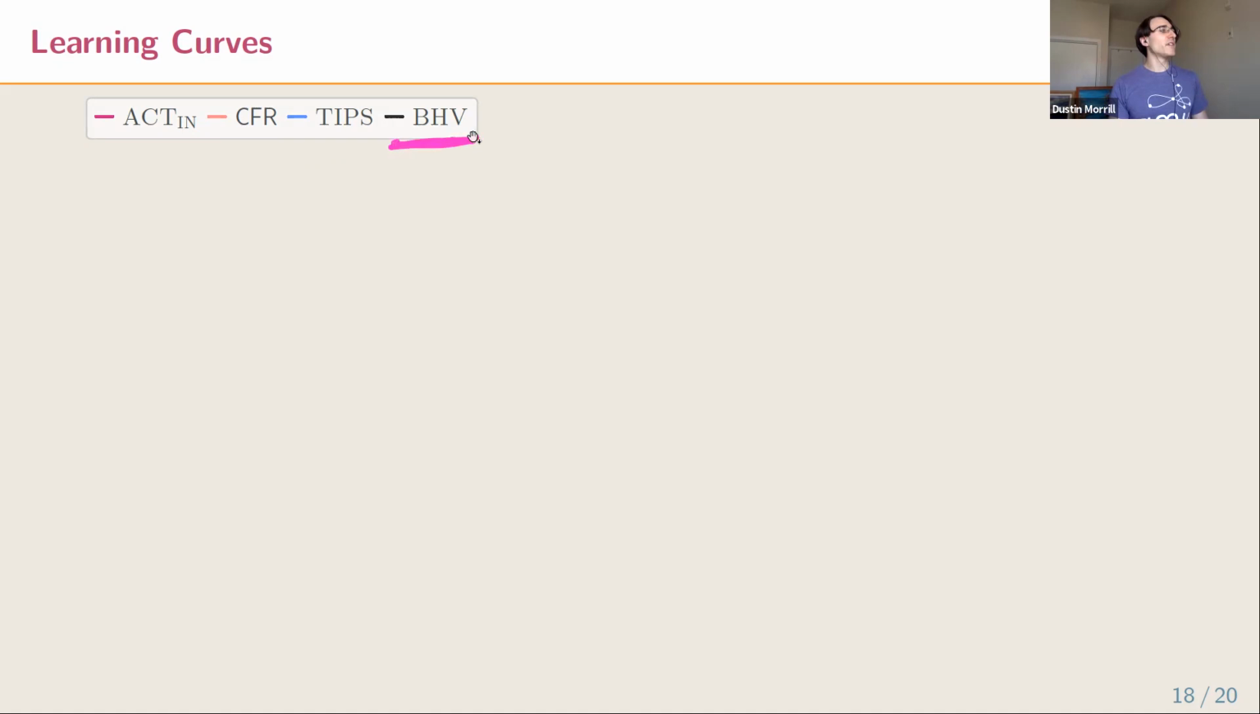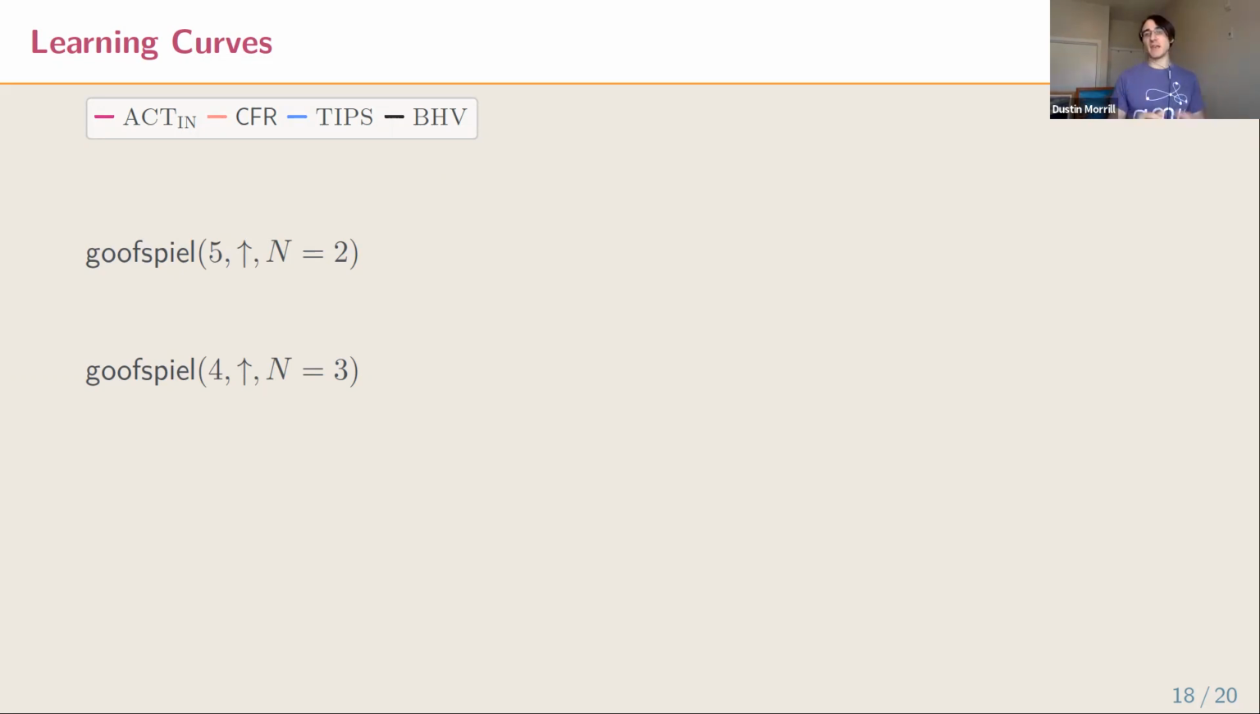And then we're going to have this BHV instance, which is EFR instantiated with all the behavioral deviations. We're only going to be looking at games that are small enough where we can actually compute an algorithm that's hindsight rational for the behavioral deviations. So we can see how much of a gap there is between the TIPS algorithm and the BHV algorithm. And we're going to show these results in some small games from the OpenSpiel framework.